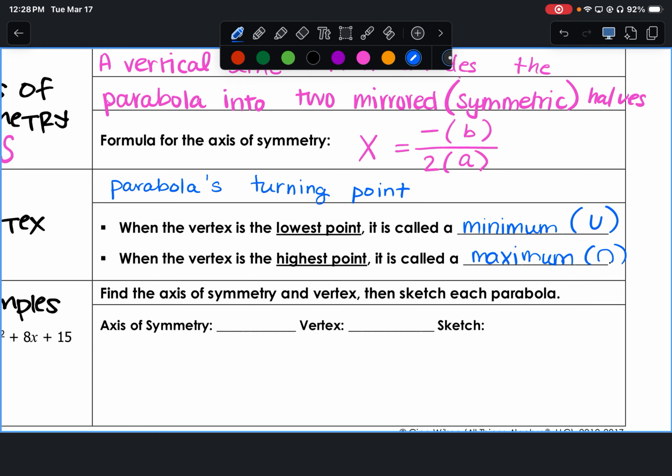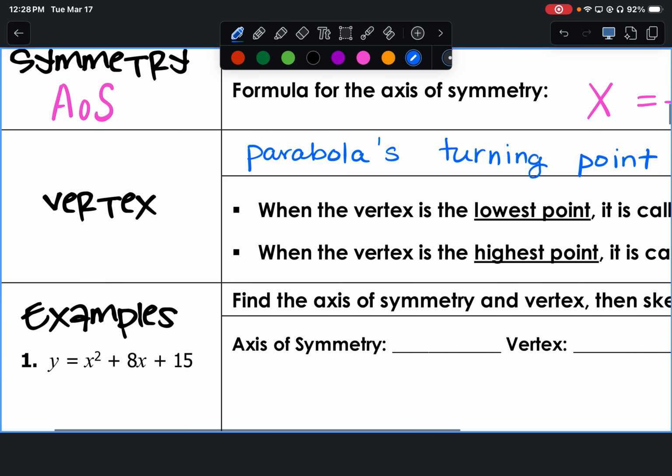So there is one word that has been repeated in everything here, and it is point. The vertex is a point, okay? So that means we have to find a coordinate pair. The x-coordinate of your vertex is just that x you found when you did the axis of symmetry. So it is that negative b over 2a. That is your x coordinate of your vertex every single time. Whatever the axis of symmetry is, that is your x.